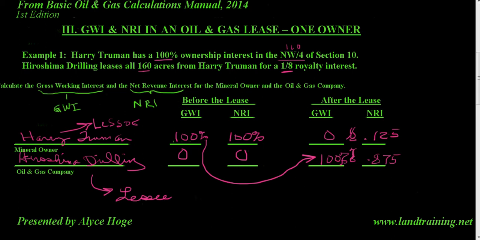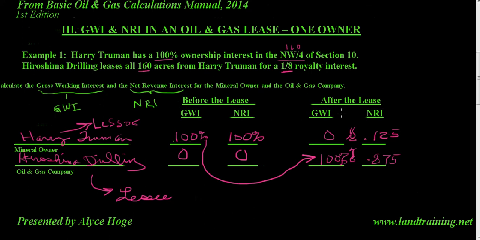So that is how this would come out. So we've got now a lessor, a lessee, and after the lease, the gross working interest is 0 for the mineral owner, 100% for the oil and gas company, and then the net revenue interest is a 0.125 for the mineral owner and a 0.875 for the oil and gas company.